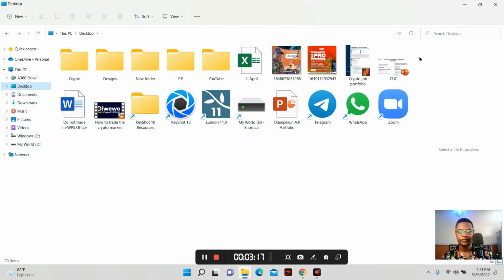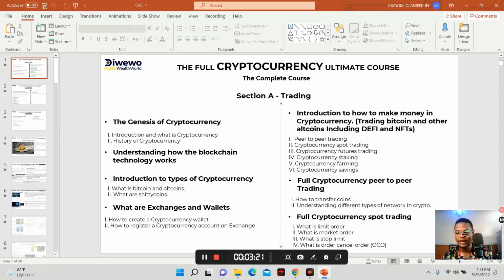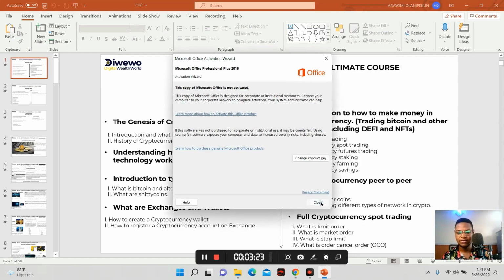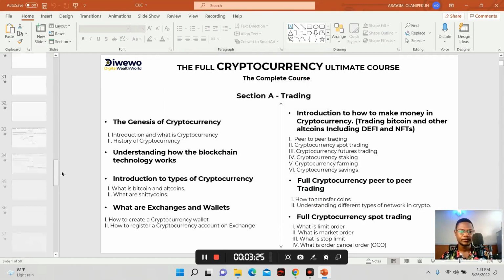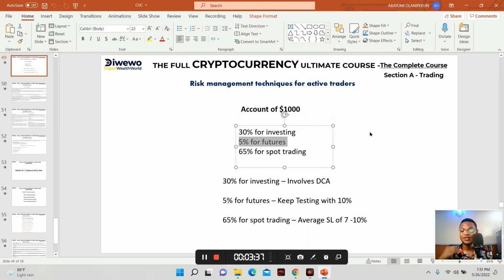I'm going to show you how my portfolio looks like and how I recommend my students' portfolio to look like. This is our template for the course. So as you can see, an account of $1,000. I don't trade futures more than 5% of my portfolio. And why am I doing that? It's just risk management and common sense.